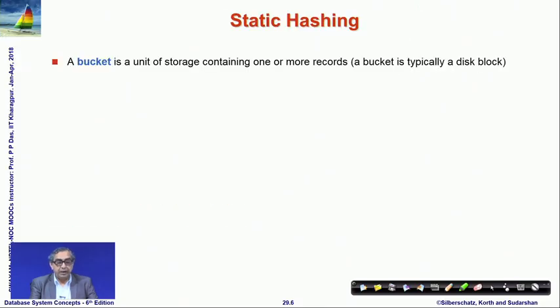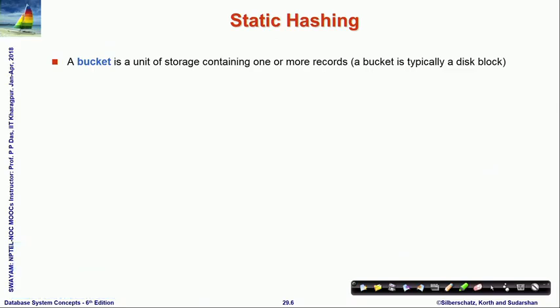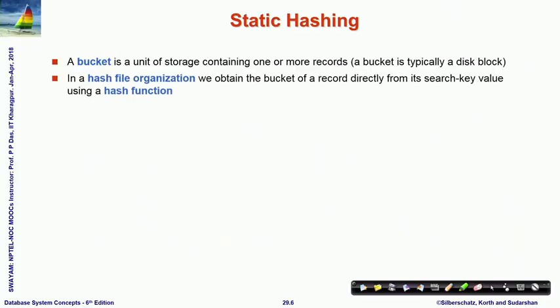So, static hashing. I am assuming that all of you know the basic concept of hashing. A bucket is a unit of storage containing one or more records. That is the basic logical concept. Typically, in physical terms, a bucket can be a disk block. In a hash file organization, we attempt to obtain a bucket for a record directly from its search key value using a hash function.